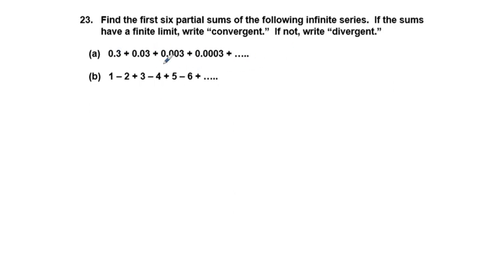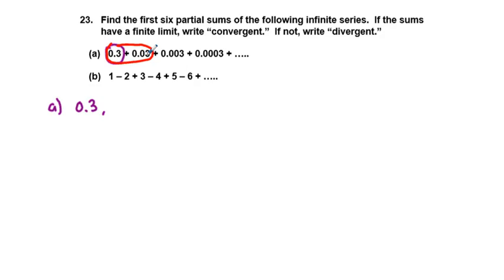Well, in this case, we're going to write part A below. I'm going to go down to give myself a little bit of room. So to write the first 6 partial sums, well, we just add these consecutively. So the first partial sum of this series is going to be 0.3 because that's just adding the first to itself, and the next partial sum is going to be these first 2 added together.